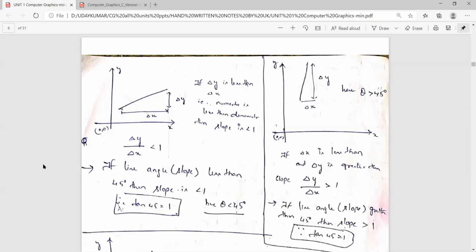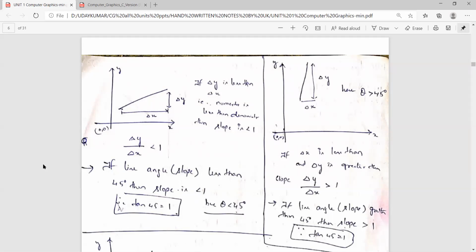So if you see one more scenario on the right side, if delta x is less than delta y, right? Delta y is greater. Then we can get the slope greater than 1. Then the line angle is greater than 45 degrees, where the slope equals 1. So for the line angle, if the line angle is less than 45 degrees with respect to the origin.